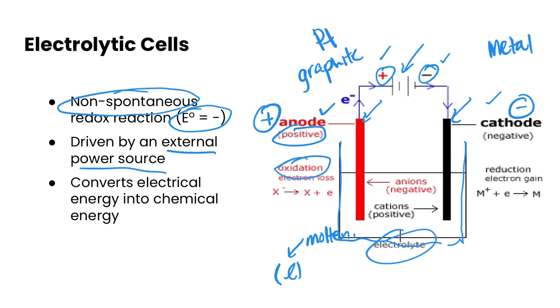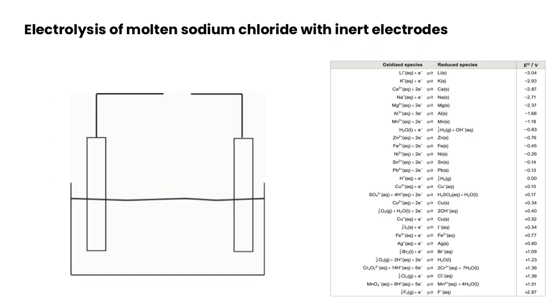Oxidation always happens at the anode, so we're going to have electron loss there, and reduction always happens at the cathode, so we'll have electron gain there. That doesn't change between electrochemical cells. So let's look at a couple of examples.